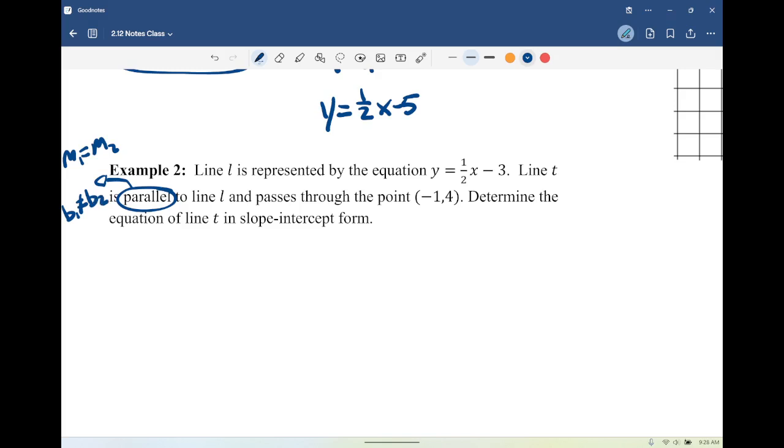All right, I have a point, -1, 4. I need to determine the line in slope-intercept form. Okay, so I know I have to get something into y is equal to mx plus b. I know that my slope is 1/2, and I have this point, -1, 4. Now, I don't have a y-intercept, right? How do I know that that's not a y-intercept?